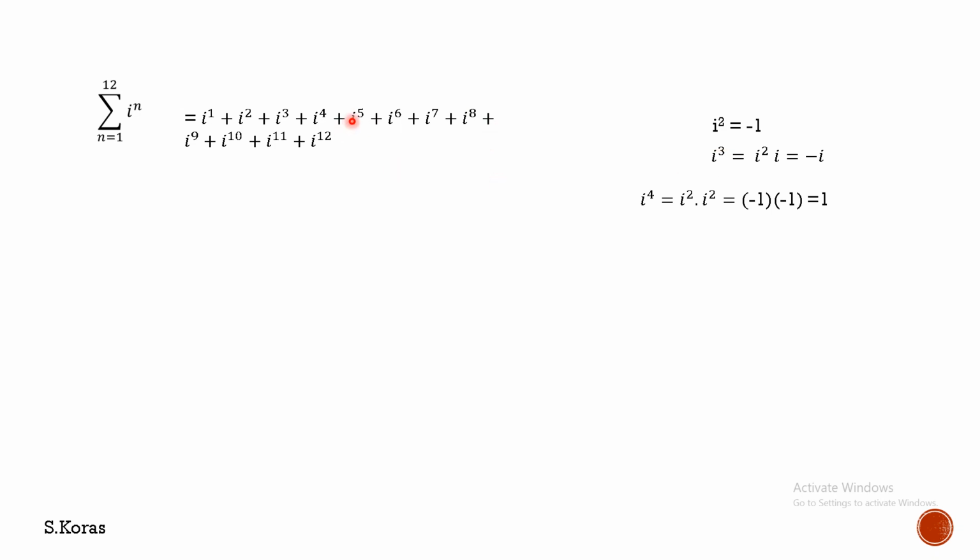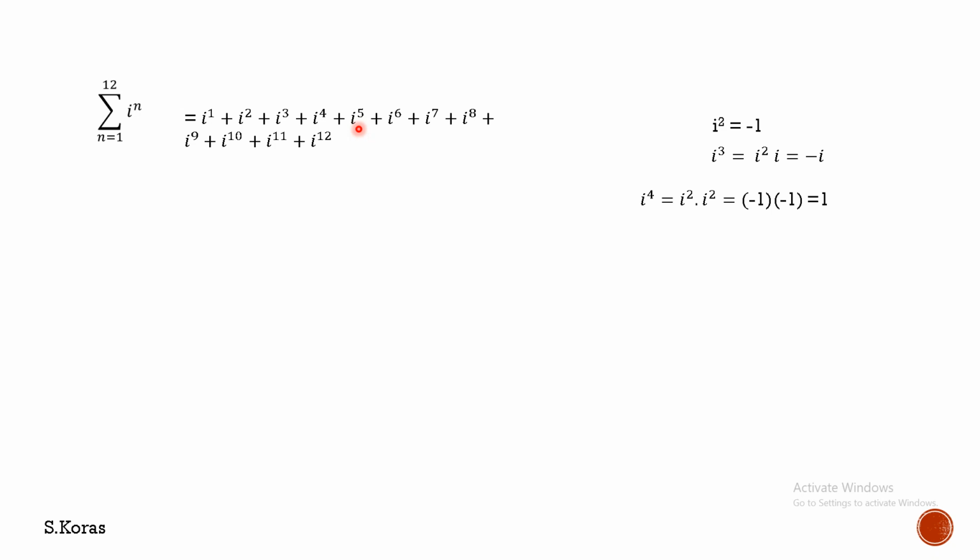This i power 5 can be written as i power 4 into i. But you know the value of i power 4 is 1. So this i power 5 is nothing but simply i.